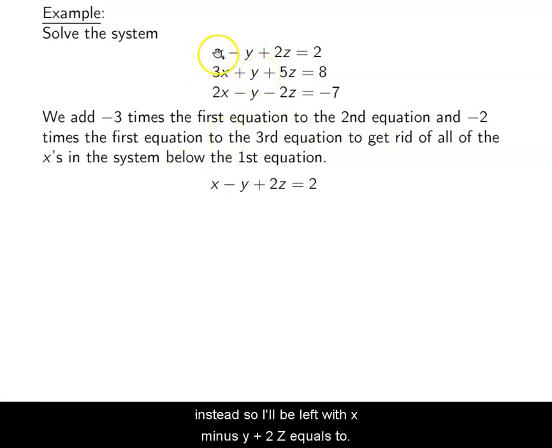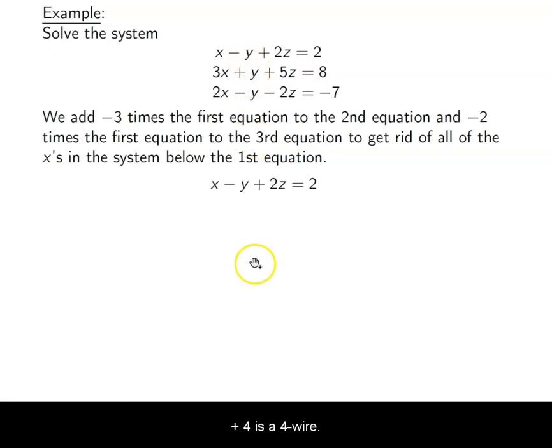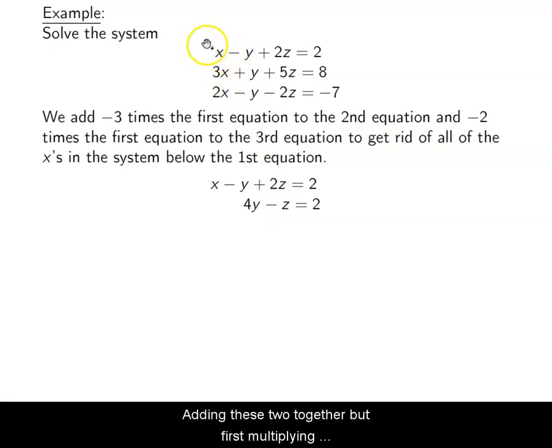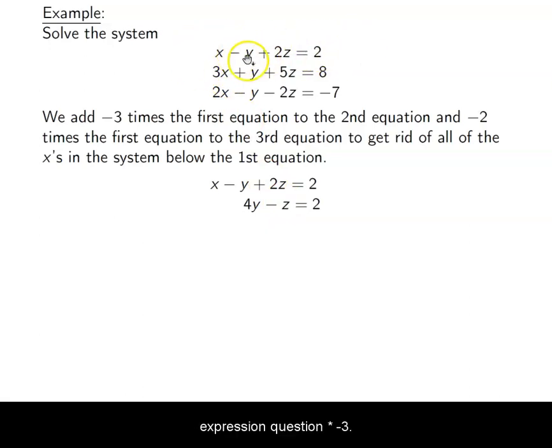Okay, so I'll be left with x minus y plus 2z equals 2. Eliminating the second one and writing the result, x will be gone. Again, -3 times -1 is a +3, plus 1 is 4y. Okay, -3 times 2 is -6, plus 5 leaves me with a -z. -3 times 2 is a -6, plus 8 gives me 2. So this now has been replaced by the result of me adding these two together, but first multiplying the first equation times -3, so that the x term gets eliminated.